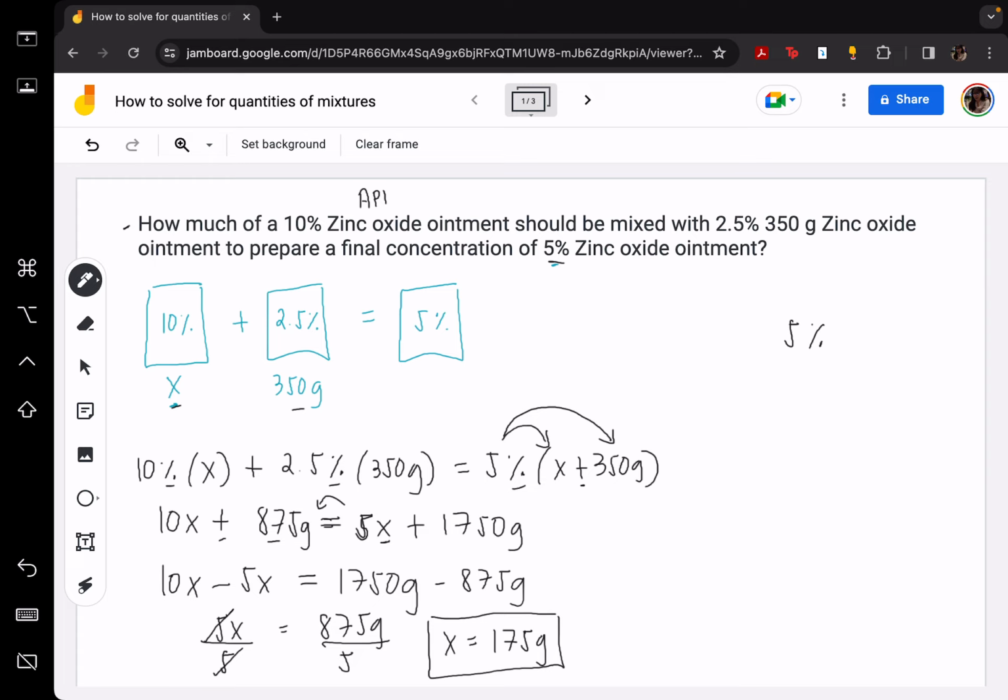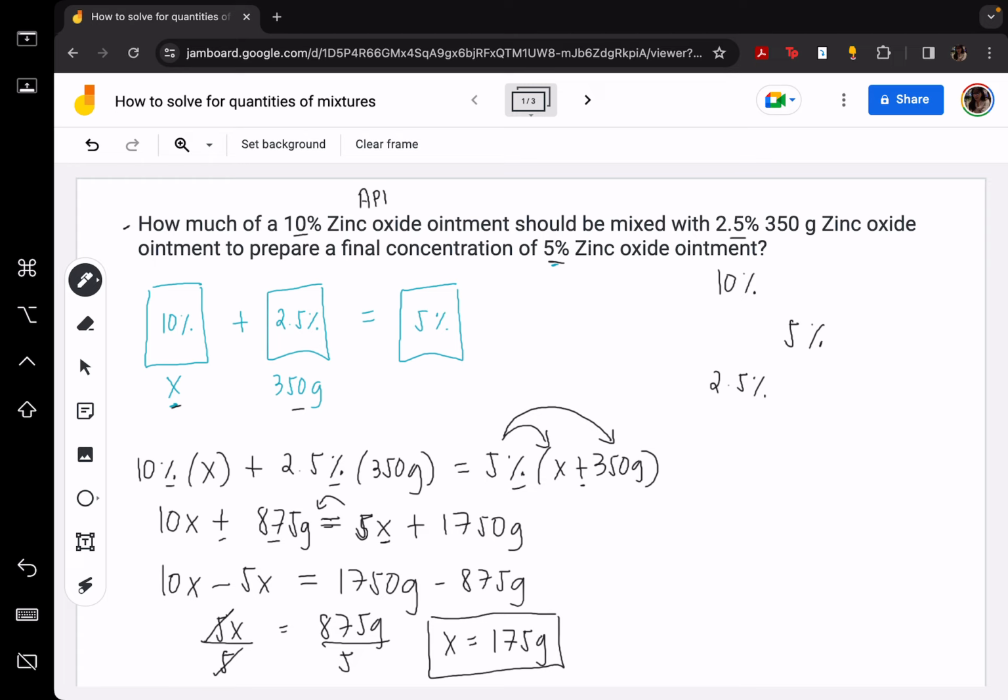And then all the percentages or strengths of your raw materials should be on the left side. You will be placing them in such a way that you can form a cross. So how do we go about this? You simply put the 10% here and the 2.5% here. It doesn't matter, you can put the 2.5 at the top and the 10 at the bottom.